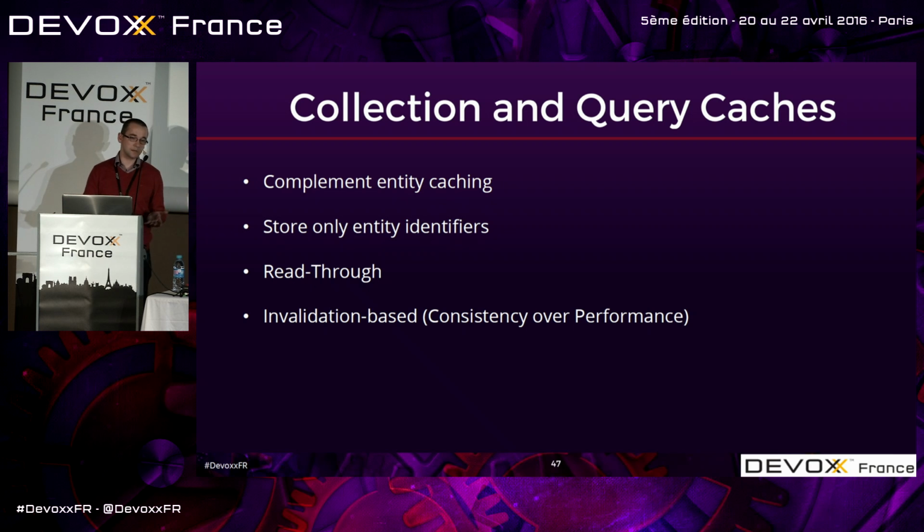So how they work, being read-through, is that they just invalidate, and the next time you are going to fetch the collection or you are going to use that particular entity query, it is going to be executed against the database, and it will put the result back into the cache.